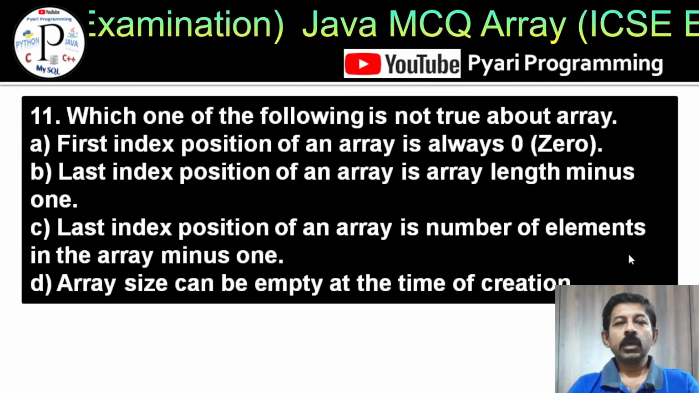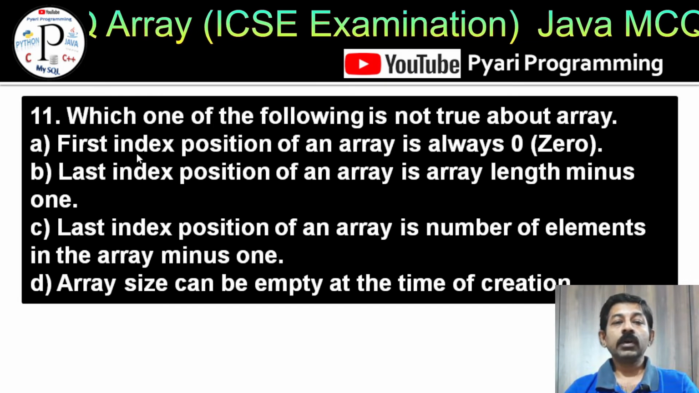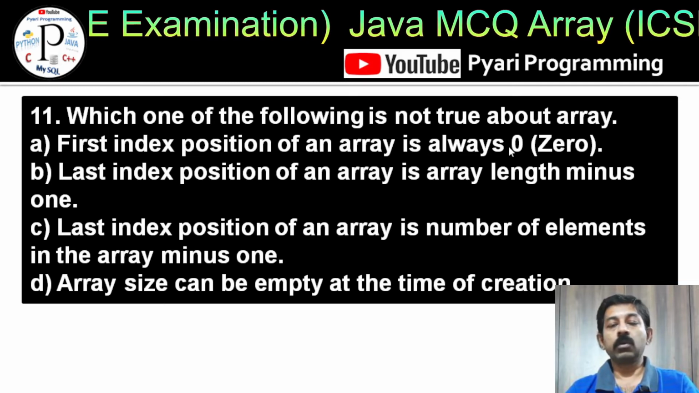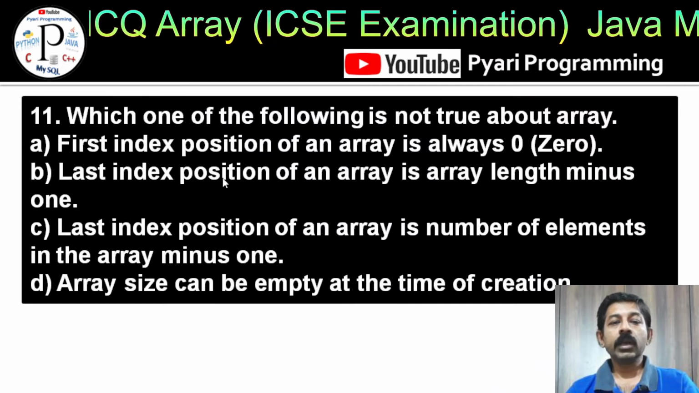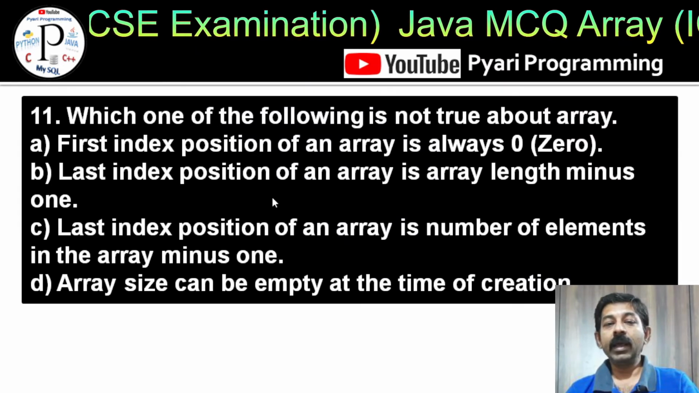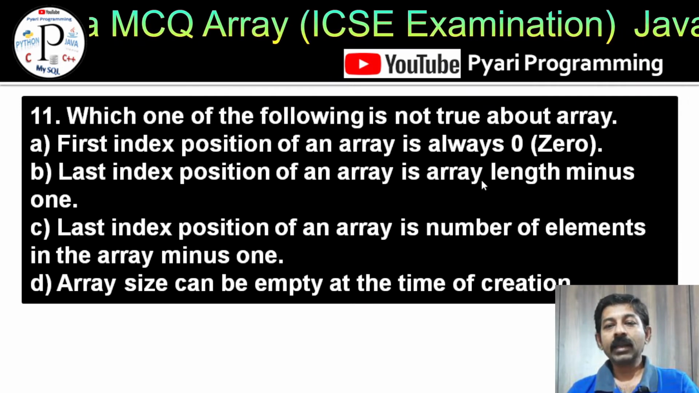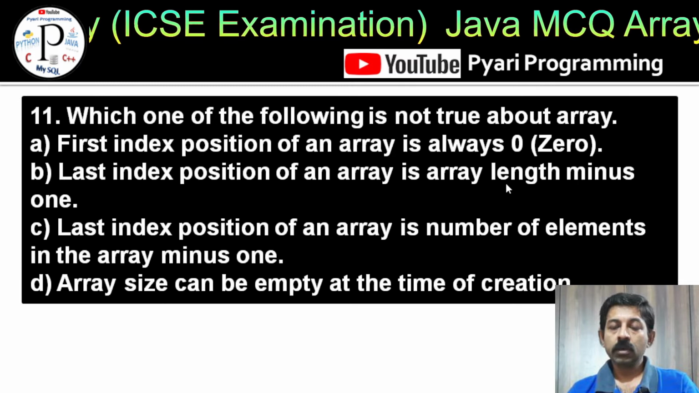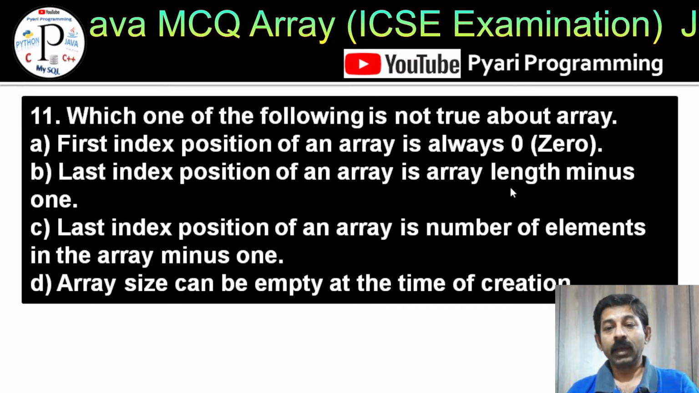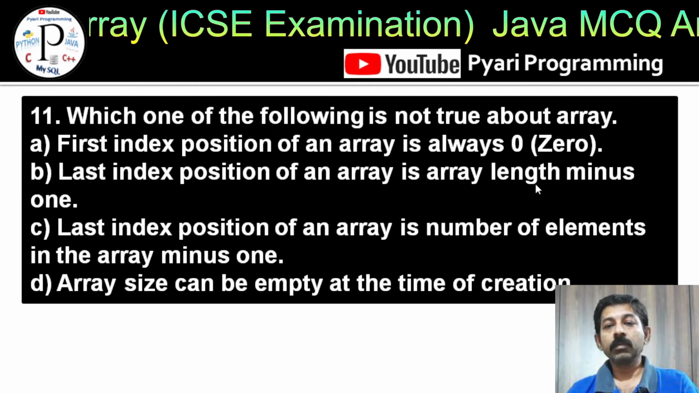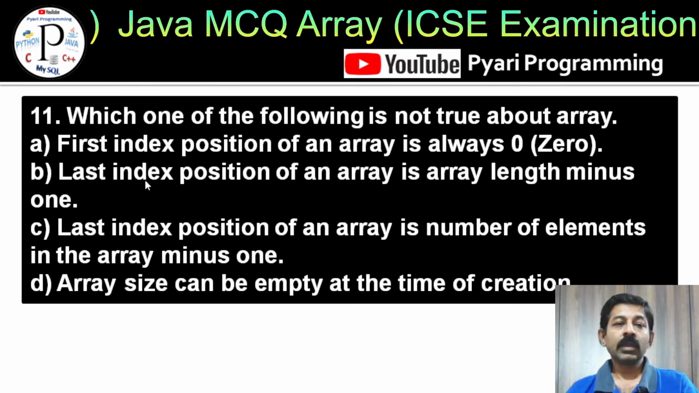Now this question asks which one of the following is not true about array. The first index position of an array is always 0. Yes, this is a correct statement because array index position starts from 0. Last index position of an array is array length minus 1. Suppose we have 6 elements in an array. In that case the length of the array is 6, and the first index position is 0, so the last index position is 5. Length of the array is 6, so the last index position is 5 because it starts from 0. So in that case it is correct.